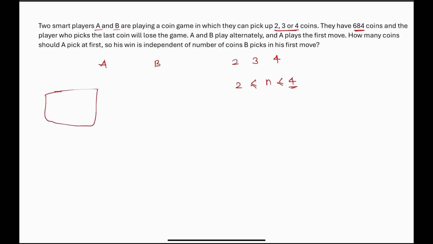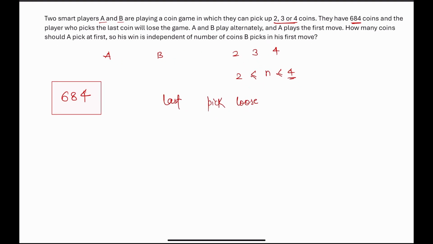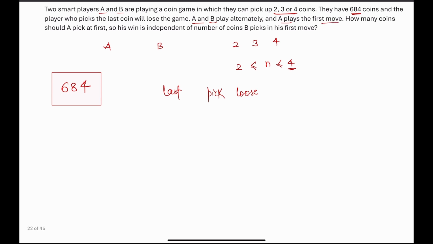The table is square, sorry, rectangle. We got our 684 coins. Okay, and the player who picks the last coin will lose the game. So last pick loses. Last pick loses, this is also defined. A and B play alternatively and A plays the first move. So A will start the game.